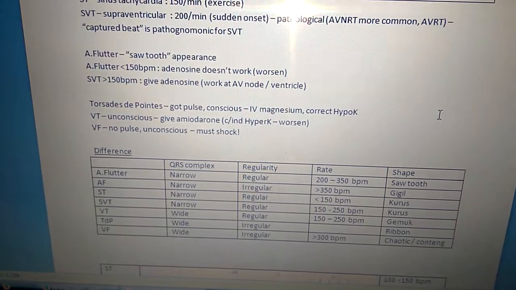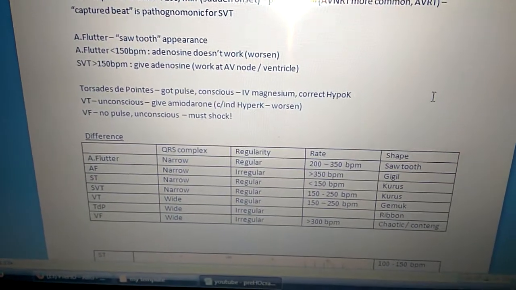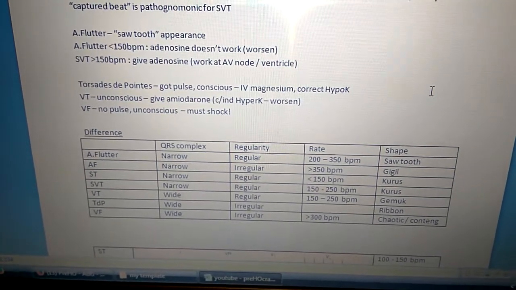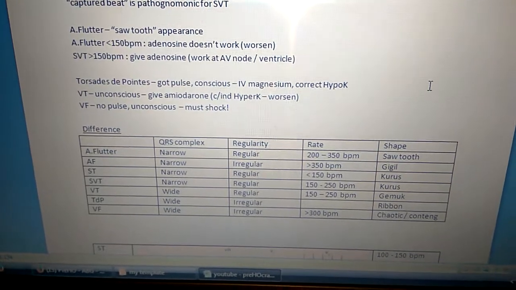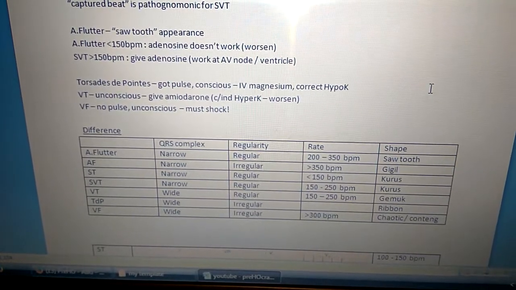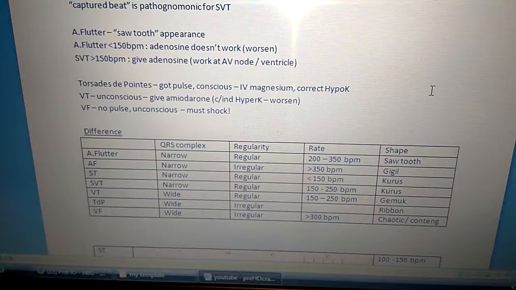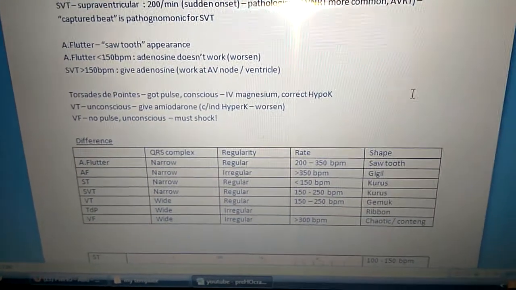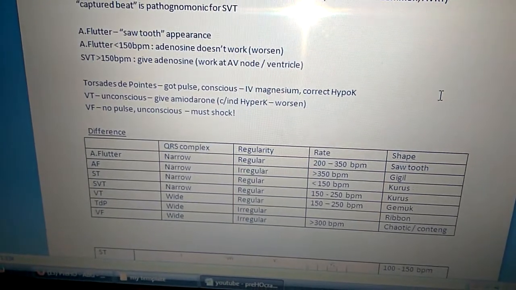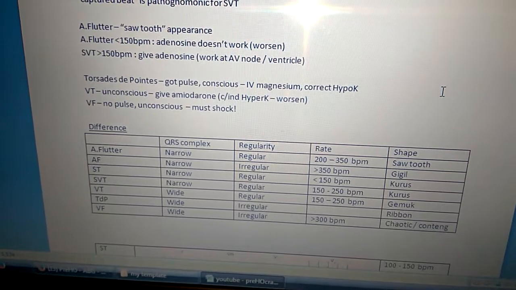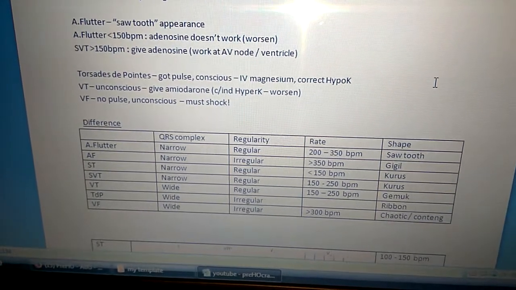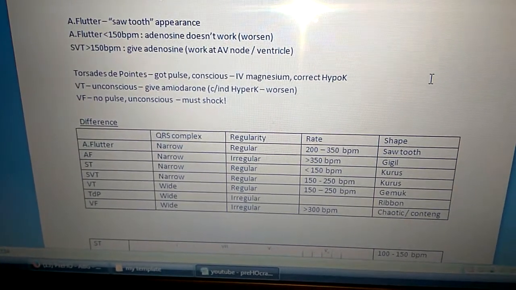Okay, let's jump to atrial flutter. Atrial flutter has a sawtooth appearance. Sorry, the rate is about 200 to 300 beats per minute. Compared to SVT, SVT is 150 to 250 beats per minute.